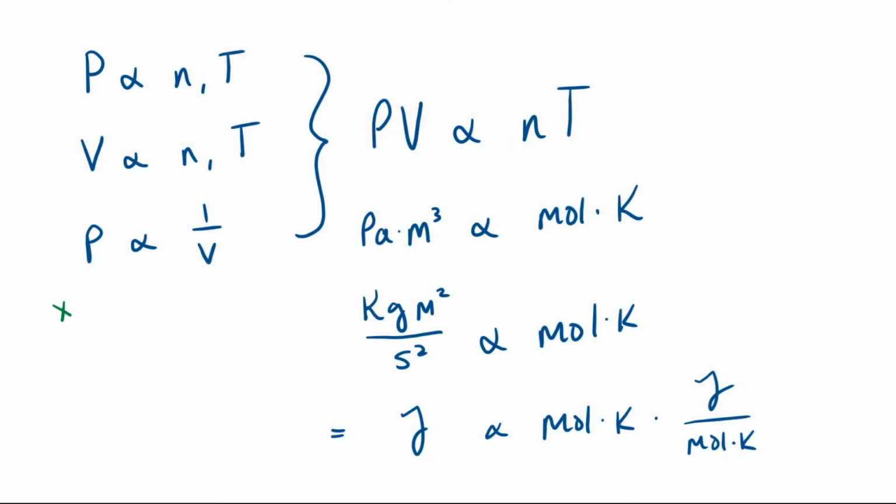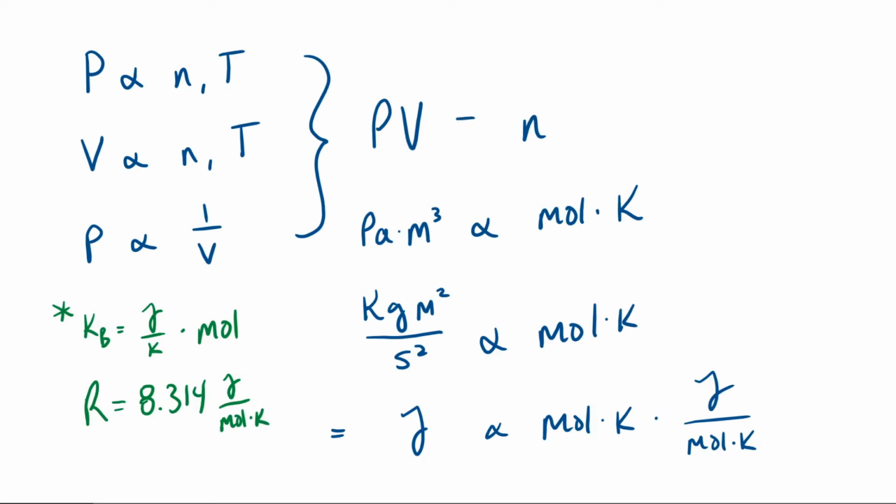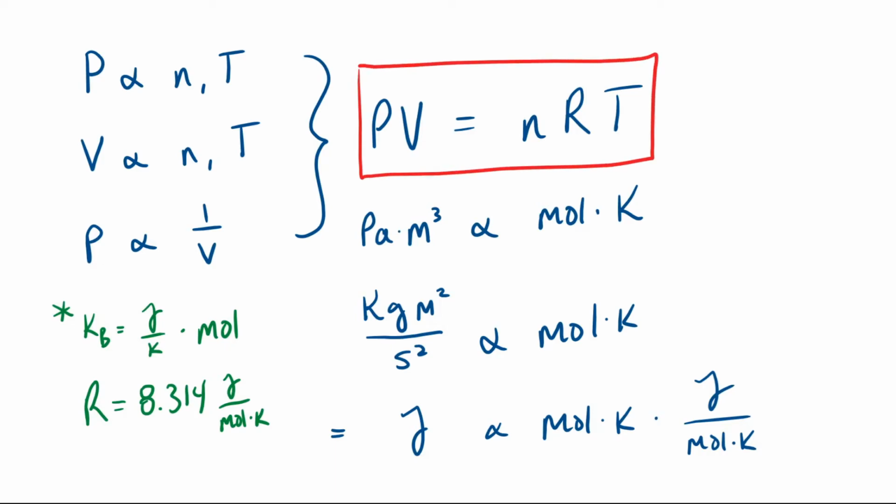Such a factor was already known for individual particles: Boltzmann's constant. To get Boltzmann's constant into moles, we only need to multiply it by Avogadro's number to get 8.314 joules per mole Kelvin. This is called the ideal gas constant, and it's the missing piece that completes the ideal gas law. PV equals nRT. Pressure multiplied by volume is equal to the moles of gas times the absolute temperature multiplied by a proportionality constant to tie it all together.